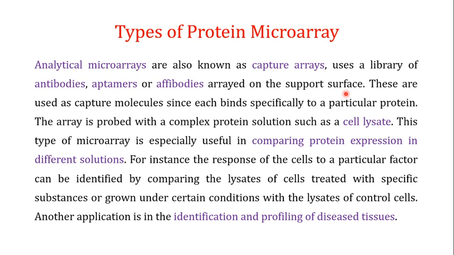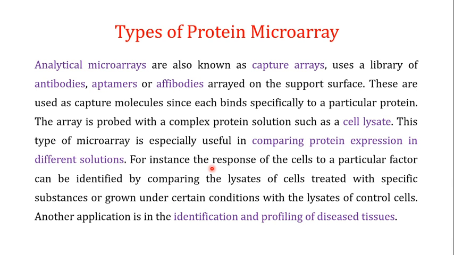So in this particular analytical microarray, the probes that you are immobilizing can include the antibodies, the aptamers, or the Fc bodies. These are used as capture molecules, since each binds specifically to a particular protein. Hence they can tell you about the presence or absence of a particular protein in your sample. Now this array is probed with a complex protein solution such as a cell lysate, and this type of microarray is especially useful in comparing protein expression in different situations or in different solutions.